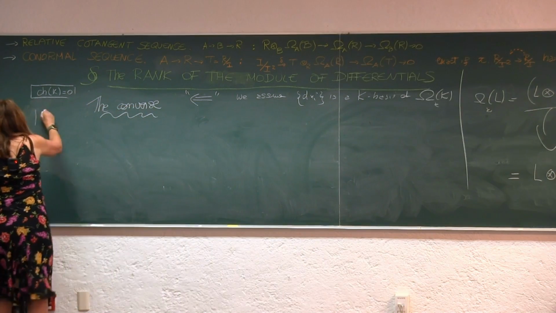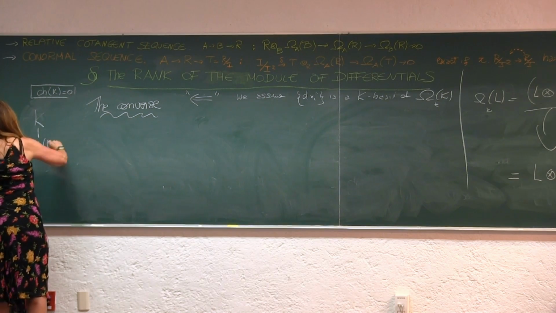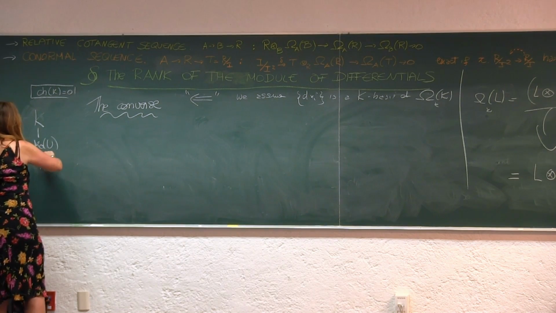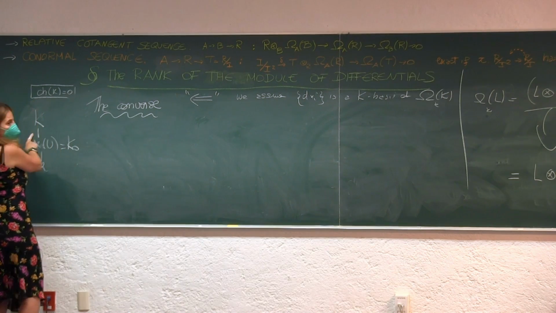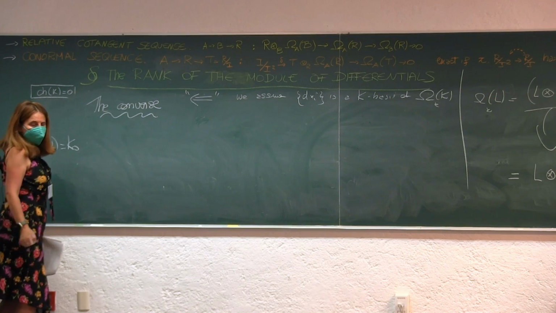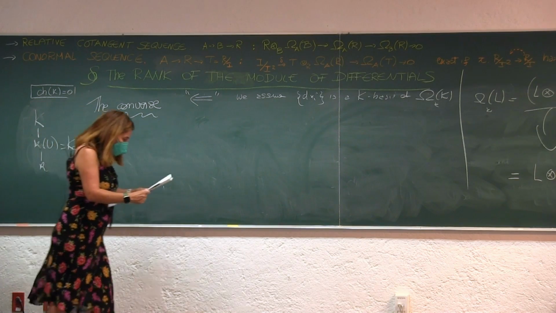Again, we look at this extension. Why? Because what we want to prove, and we call this K0, we have to show that this is algebraic. Okay?